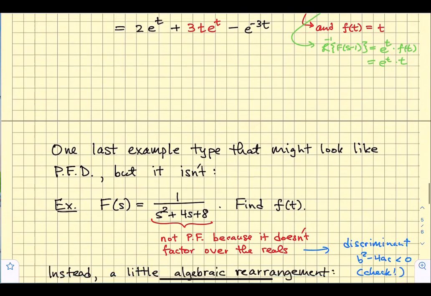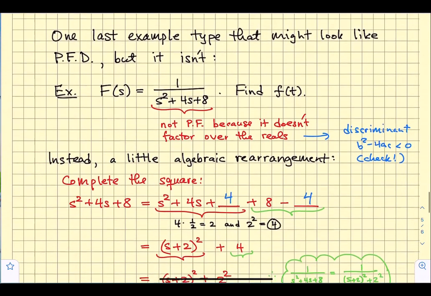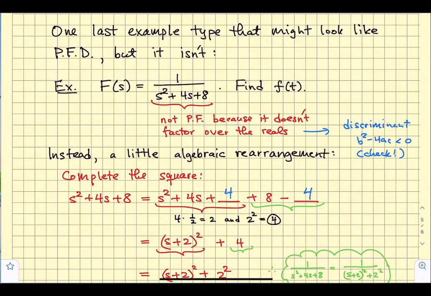One last example type that you might see in the homework, that you're tempted to do a partial fraction decomposition on but it is not a partial fraction decomposition, is something like this. When you have 1 over s squared plus 4s plus 8, this is an irreducible quadratic. This does not factor over the reals. You can always tell because its discriminant is negative, which you can check. And there are no other terms here, so it doesn't make sense to do a partial fraction decomposition because there's not more than one factor here.